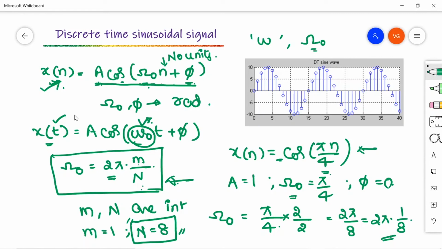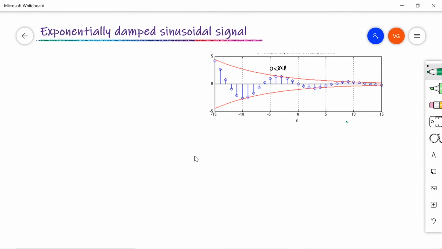Suppose if it is not a multiple of 2 pi, then you can't say the given discrete time sinusoidal signal is periodic. The next signal is the exponentially damped sinusoidal signal. The discrete version of the exponentially damped sinusoidal signal is described as x of n equal to b r per n sine of omega n plus phi. Again here it is a combination of an exponential signal and a sinusoidal signal. Damped means as the time increases, the amplitude of the signal has to reduce. So let us see this with one example.